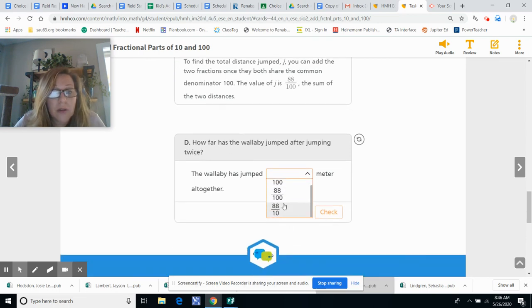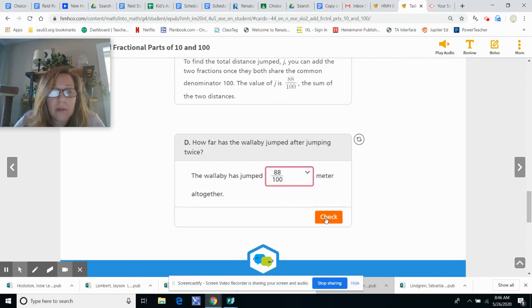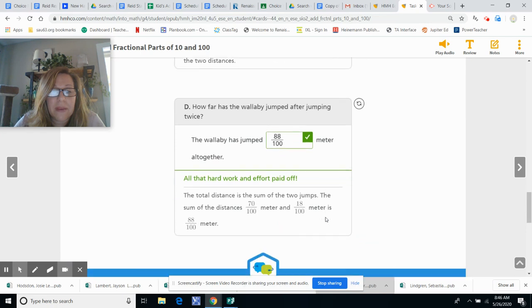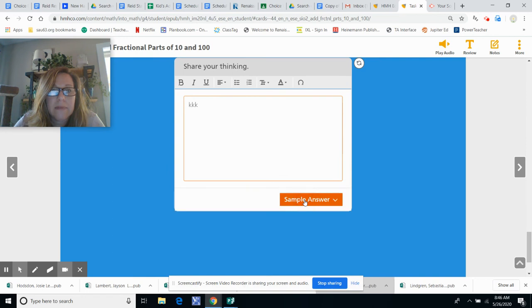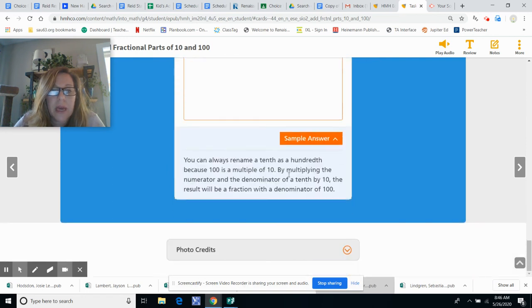Let's go find it. Don't be confused. This one's 88 over 10. This one's 88 over 100, or 88 hundredths. I just want to go over this one real quickly with you because I want to show you that you can always rename a tenth as a hundredth because 100 is a multiple of 10. So when you see that one of your denominators is 10 and the other is 100, you can always rename it as 100 because 100 is a multiple of 10. All you have to do is simply multiply the numerator and the denominator by 10.